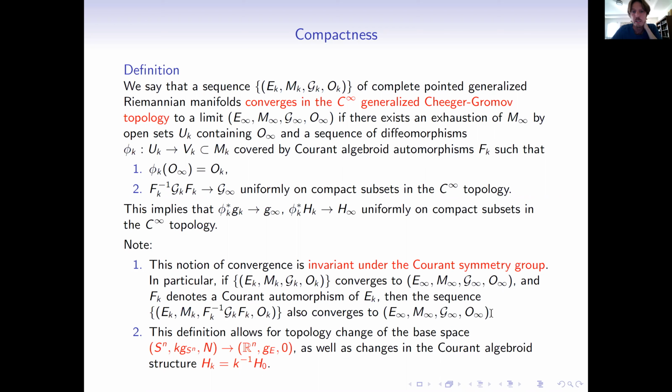So in any case, this is a basic fact about Cheeger-Gromov convergence: if you have a convergent sequence of Riemannian manifolds, you can pull it back by an arbitrary sequence of diffeomorphisms, and you still converge to the same limit. It's a basic fact.